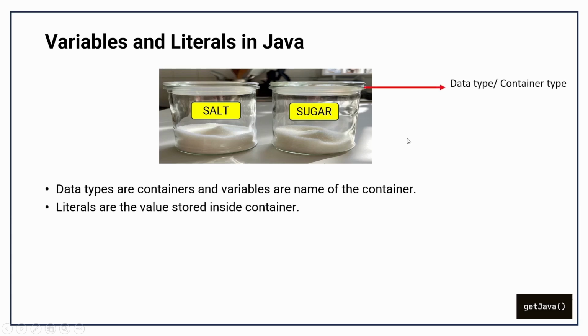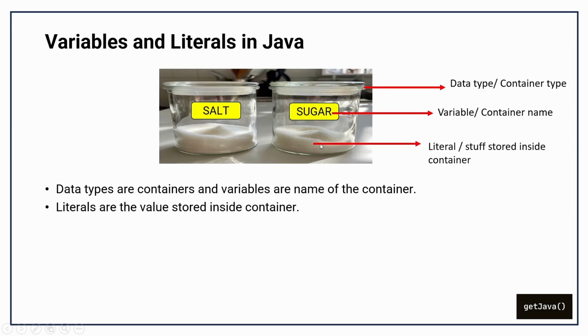So here we can see the container is the data type, and the label or the name which is given to the container is called the variable. And the content or the stuff which is present inside this jar is the literal.